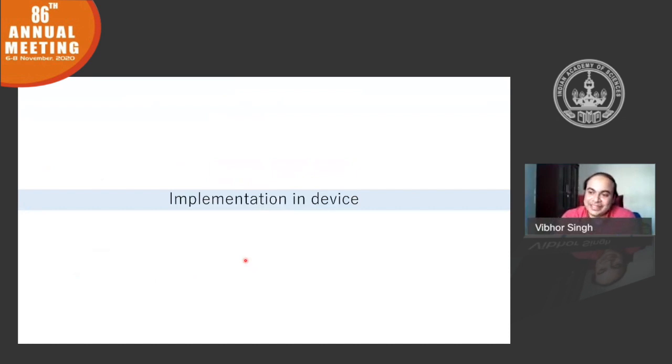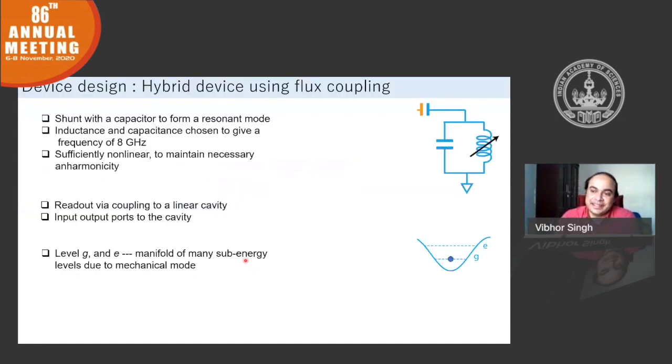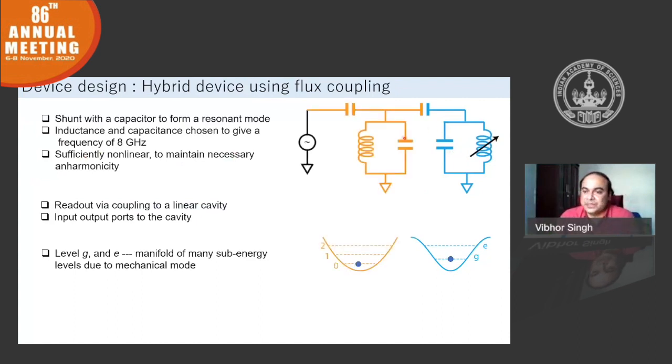So what you do is you take this displacement-dependent inductor and shunt it with a capacitance. And again, a lot of simulation work goes here in designing the frequency correctly and retaining sufficient anharmonicity so that this oscillator can be referred to as a transmon qubit. Okay. For readout purposes, we couple it to a 3D waveguide cavity, which is just a linear oscillator, and then a microwave signal can be sent to this readout cavity, which will have the quantum state of this nonlinear oscillator imprinted on it.